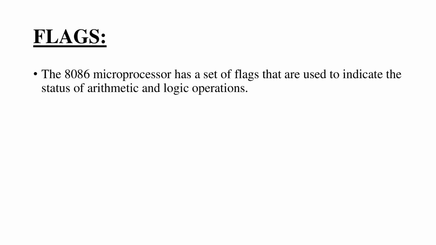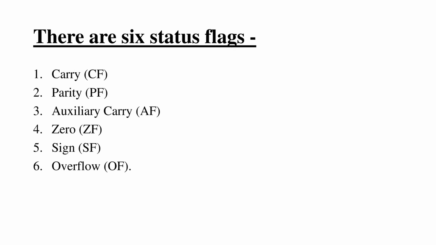The flag register is used to store the status of various operations, such as whether a result was zero or negative. The flag register is also used to control program flow through conditional jumps and other program control instructions. There are six status flags. The first one is the carry flag, then the parity flag, auxiliary flag, zero flag, sign flag and overflow flag.